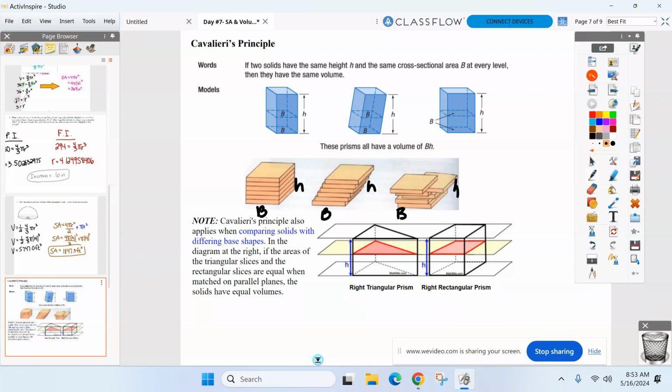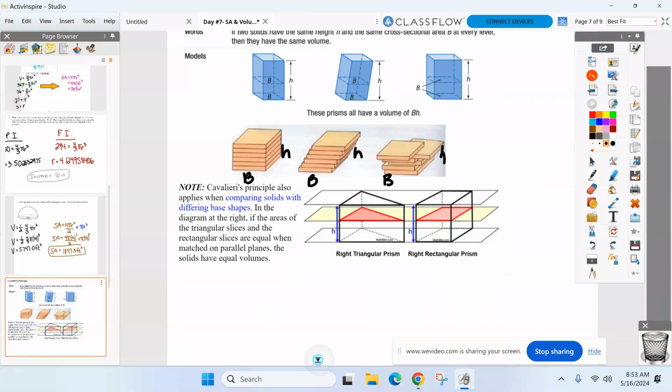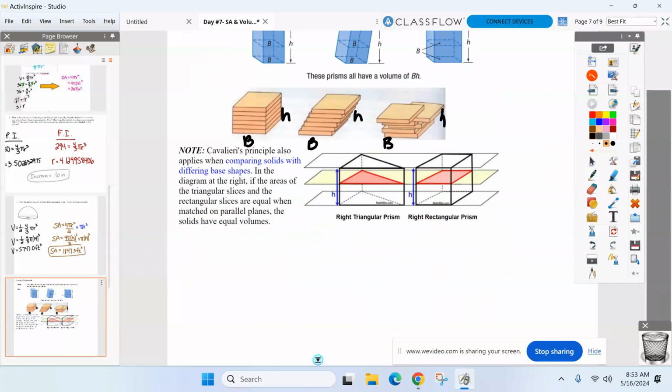That's also true. Take a look down below here, even if they're two different figures. This one right here is a triangular prism. This one right here is a rectangular one. And you're like, oh, they can't have the same volume. They're different. No. I'm going to tell you, the area of this triangle is the same as the area of that rectangle, and they have the same height. So that means they have the same volume.